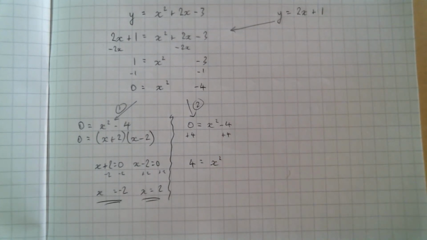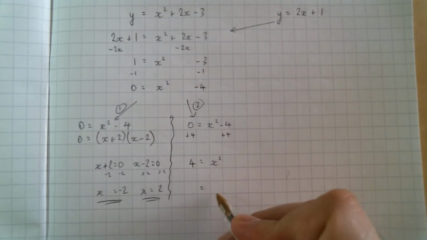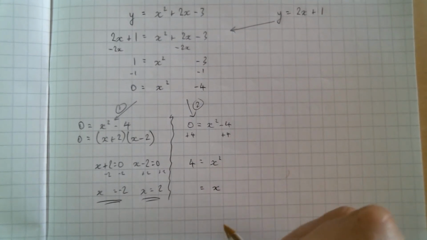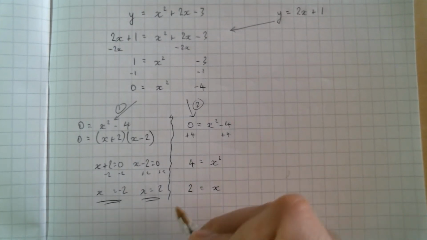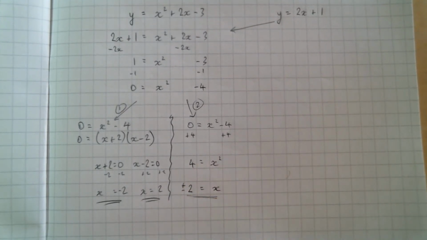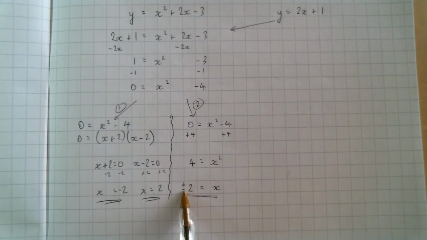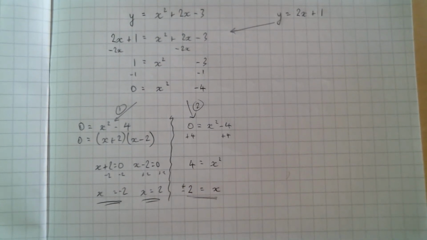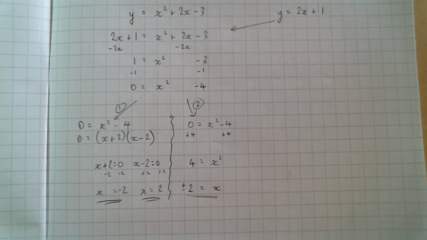4 equals x squared. Then we can square root both sides. The square root of x squared is obviously x. The square root of 4, some people would just say that it's 2. But you need to remember that it's plus or minus 2. Because positive 2 times positive 2 does make positive 4. But negative 2 times negative 2 also makes positive 4. And so whichever route you take, you do get the same two solutions.